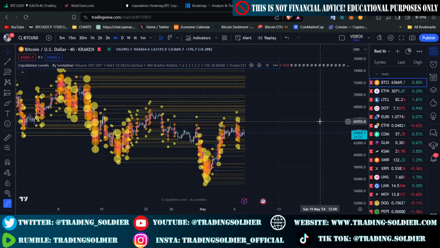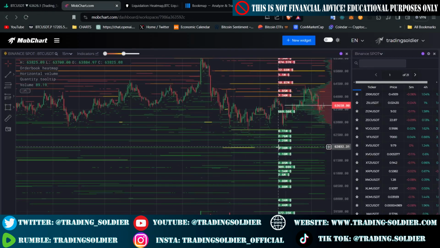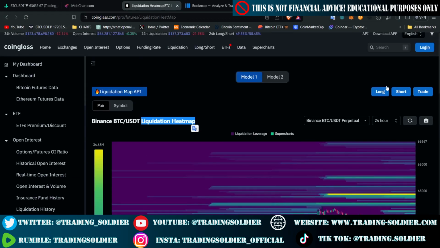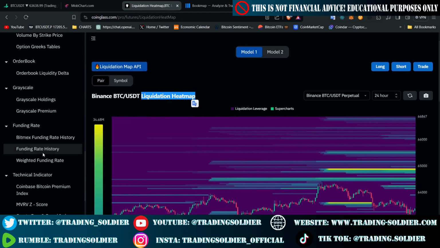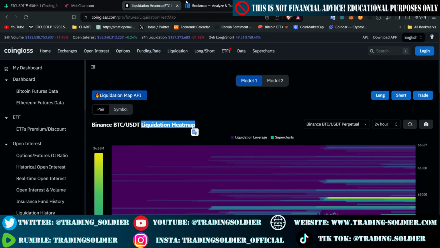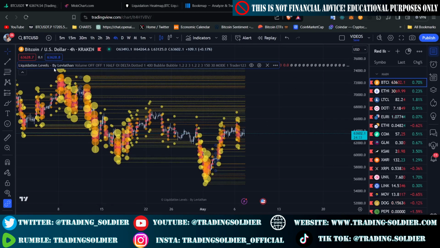So to wrap up the video, the first and the best platform where you can see heat maps, in my opinion, is Trading Light. The second one is Mobchart. The third one is Coinglass. Coinglass costs a lot more money for a subscription, but you can access a lot of data. As I said before, you can see here that you have a lot of data available. Also Bookmap, very good as the fourth option, and then you can use for free the Liquidation Levels indicator by Leviathan in TradingView.